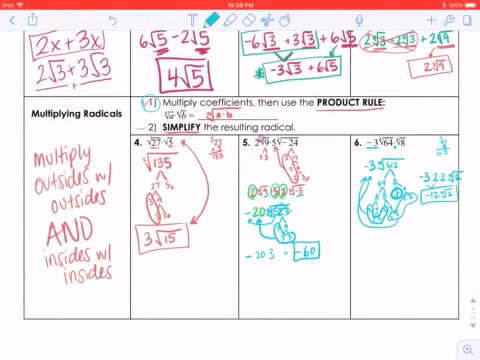So multiplying, we multiply outsides with outsides, insides with insides.